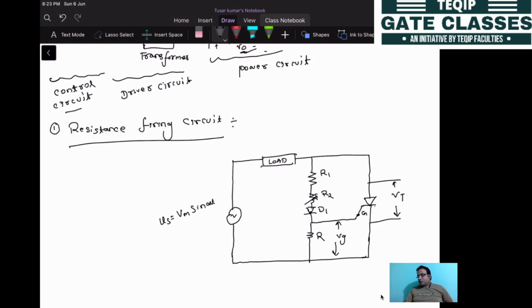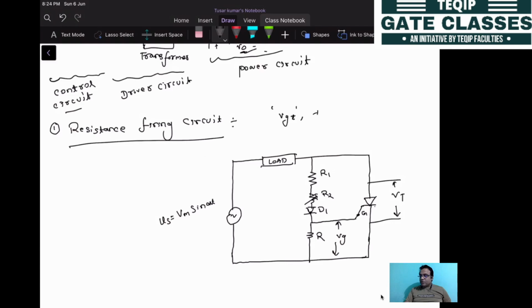Clear? You have not discussed the gate characteristics, as it is not in the syllabus, but let me give you the brief. The gate signal should have one threshold value, the VGT. It means if you apply a voltage across the gate and it reaches the gate threshold value, then the device will be on.